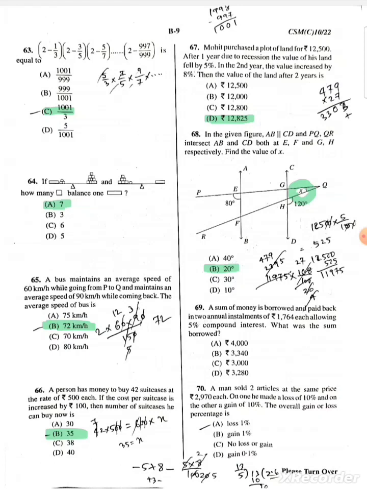Question number 69. A sum of money is borrowed and paid back in 2 annual installments of rupees 1764 each, allowing 5% compound interest. What was the sum borrowed? It is 3,280 rupees, option D. A man sold 2 articles at the same price, 2970 each. On one he made a loss of 10% and on the other a gain of 10%. The overall gain or loss percentage is a loss of 1%.